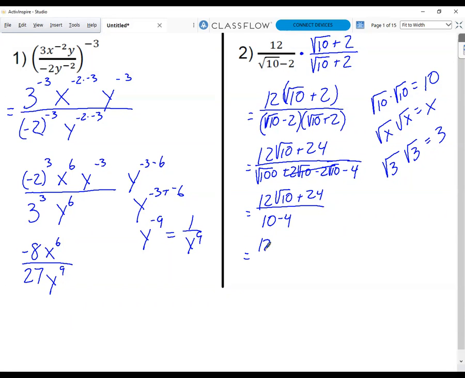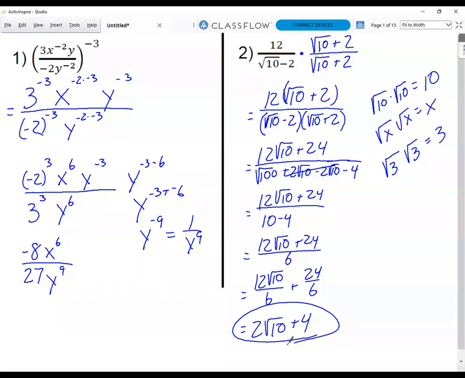And we keep going. 12 root 10 plus 24 over 6. And then you want to simplify it a little bit more. So it's 12 root 10 over 6 plus 24 over 6. If you get to the point that we were just at above and your answer isn't in the multiple choice, keep simplifying. This becomes 2 root 10 plus 4. And that's your answer for number 2.